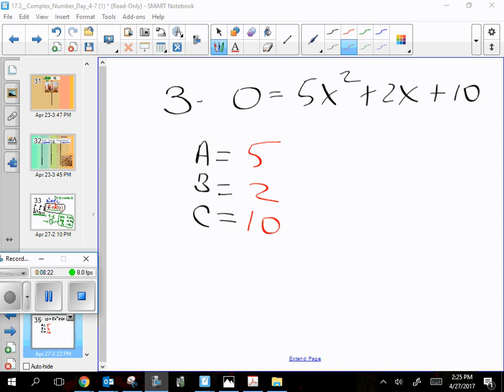Because we got to find the D, the discriminant. And I told you the formula for it. Does anybody have a short-term memory? Come on. B squared minus 4AC.